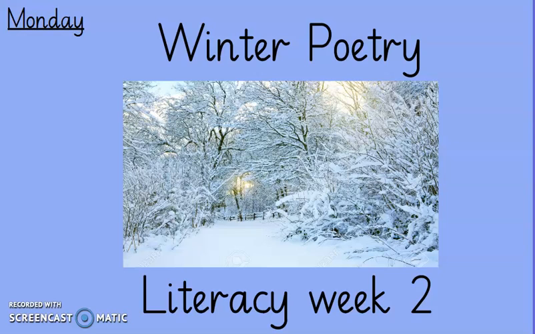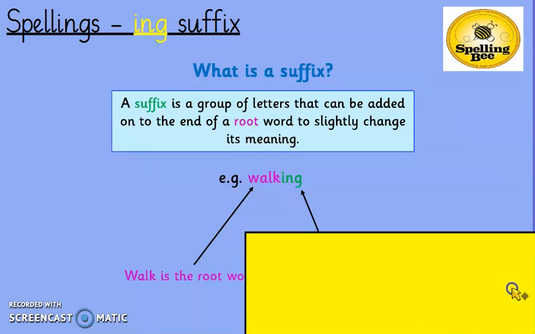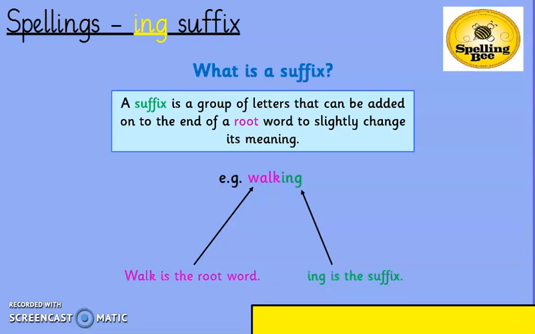Before we go on to look at that, I'd like you to look at some of your spellings. Now, your spellings this week are all about suffix. Let's have a look and find out what is a suffix, as we've not done this in Year 2 before. So what is a suffix? A suffix is a group of letters that can be added onto the end of a root word, which is like a main word, to slightly change its meaning.